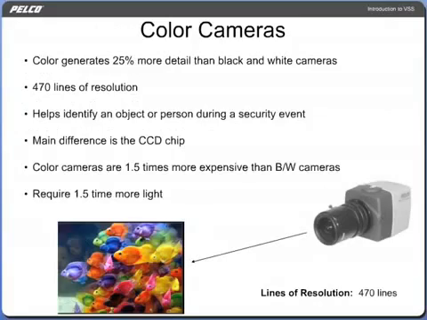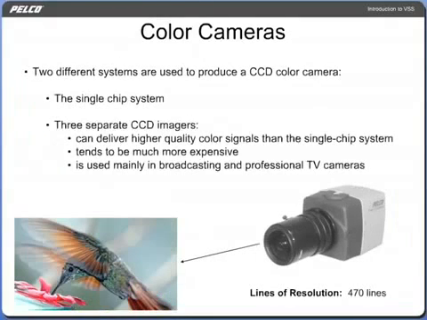Color generates 25% more detail than black and white cameras. And this increased detail helps when trying to properly identify an object or person during a security event. It has 470 lines of resolution. The main difference between a black and white and color camera is the CCD chip. Color cameras are 1.5 times more expensive than black and white cameras and require 1.5 times more light. Two different systems are used to produce a CCD color camera, the single chip and the three separate CCD imager systems.